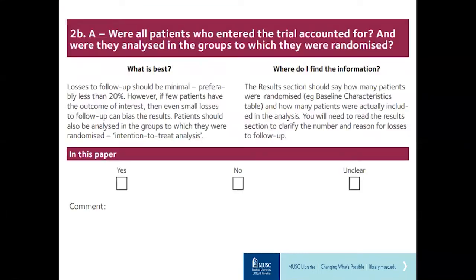Next is, were all the patients who entered the trial accounted for? And were they analyzed in the groups to which they were randomized? The purpose here is to determine whether the results included what's called an intent to treat analysis. An intent to treat analysis preserves randomization by including dropouts from both the intervention and control groups of a study as treatment failures.